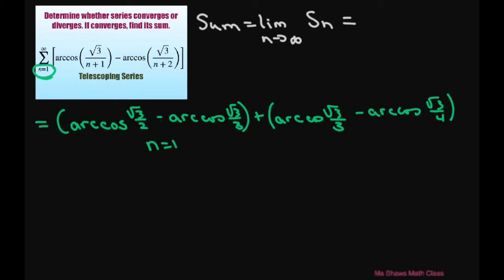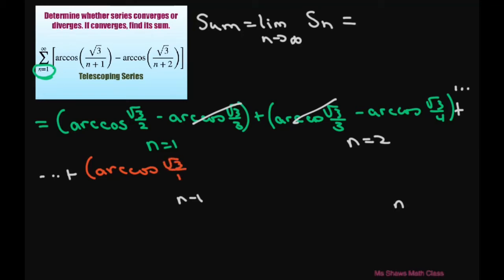Now, noticing that these two cancel right away, we can actually stop and just write this as n equals 2 and put plus dot dot dot plus. And now let's do the n terms. So for the n terms, we want n and n minus 1. So for n minus 1, we're going to get arc cosine of square root of 3 divided by n minus arc cosine of square root of 3 divided by n plus 1.